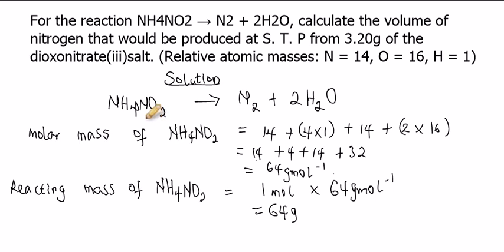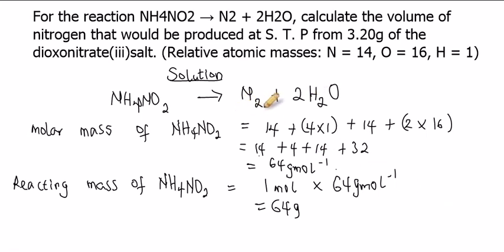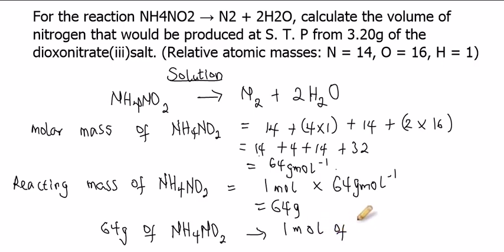That means based on this equation, 64 grams of salt is supposed to yield 1 mole of nitrogen and 2 moles of water. In the question above, we are asked to determine the volume of nitrogen. That means we are working with the salt and the nitrogen that will be produced at STP. And at STP, 1 mole of gas is equivalent to 22.4 dm³. So I can say that 64 grams of the salt, dioxonitrate 3 salt, will produce 1 mole of nitrogen, which is also equivalent to 22.4 dm³ of nitrogen.